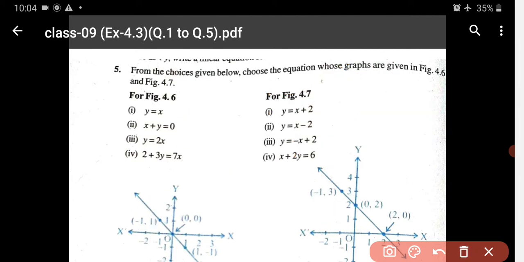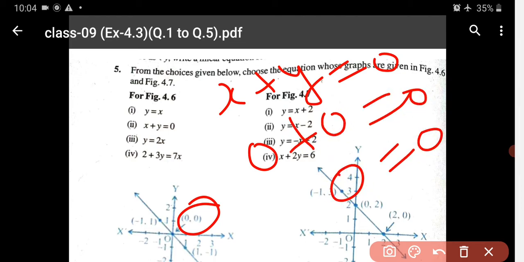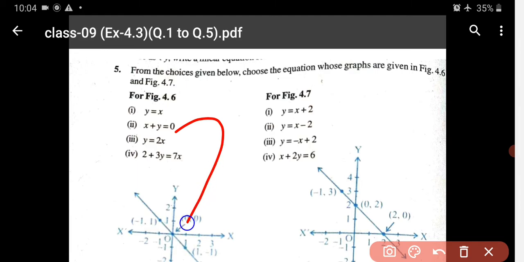Now just check the second point. Again write the equation x plus y is equal to 0. Now the second point is 0 comma 0. Just write in place of x 0, y 0. This is also correct. So it means that this equation satisfies the second point also.